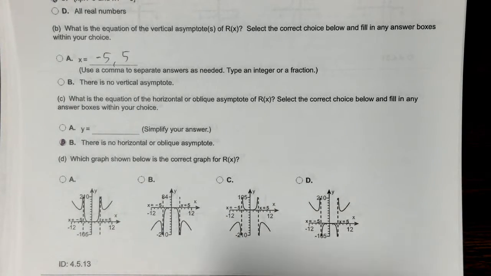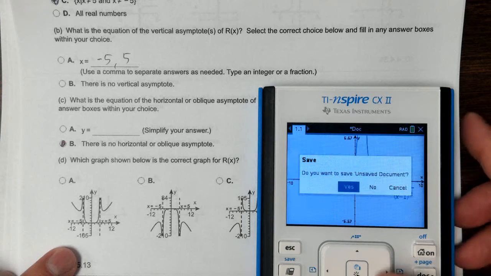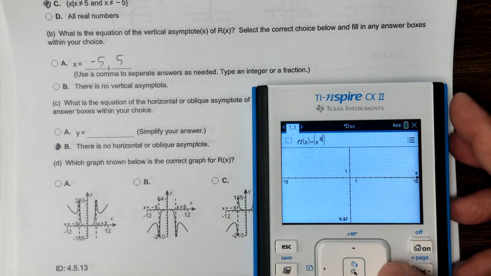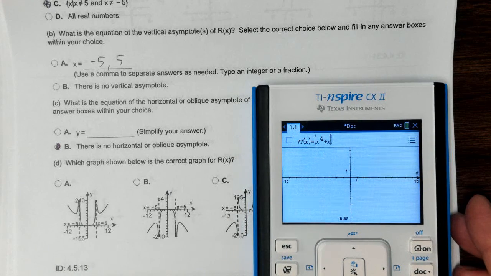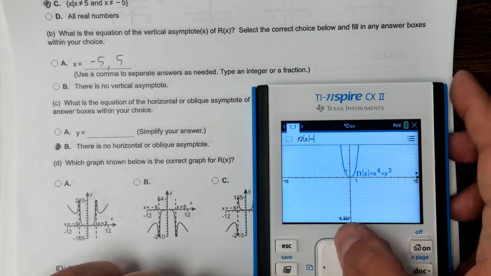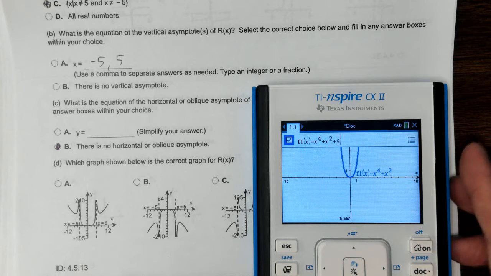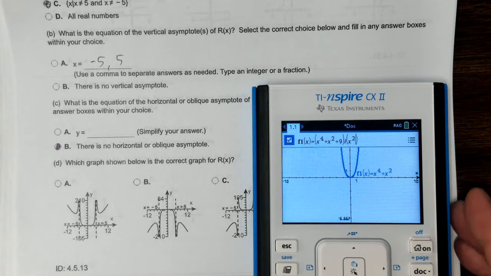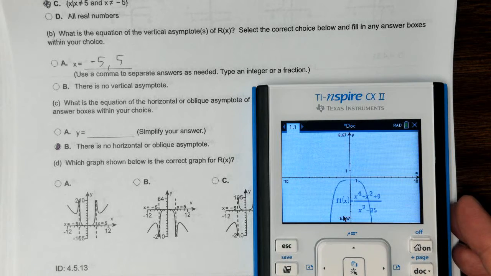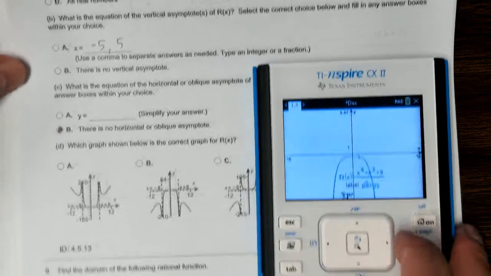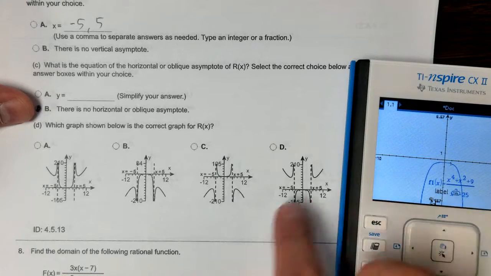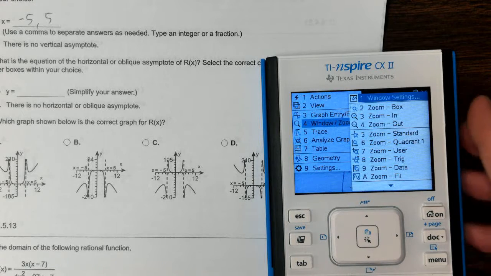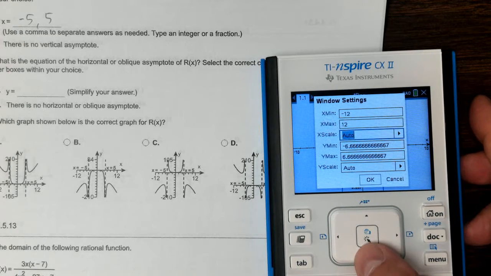And then as far as the graph, let's just do that. Add graph, and we've got x to the fourth plus x squared plus 9, divided by x squared minus 25. Okay. And then the next part is all of these say negative 12 to 12. Window settings, negative 12 to 12.